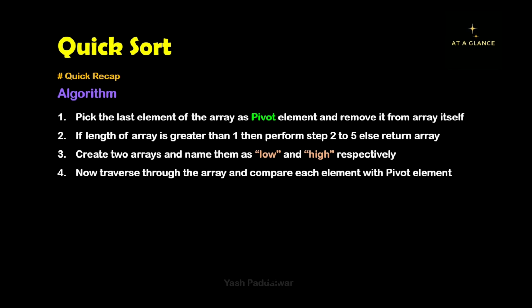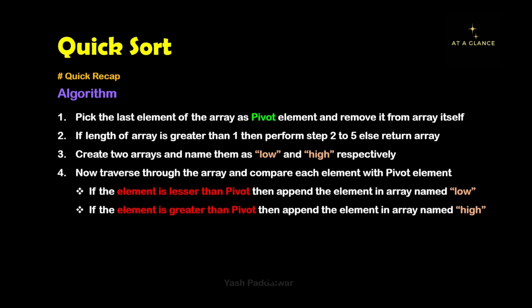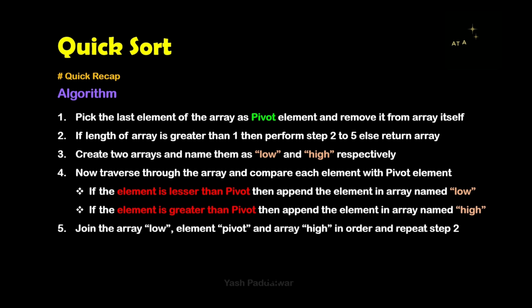Now if the length of the array is greater than 1, then you need to compare the pivot element with each of the element in the original array. Now there are two possibilities. If the element that is at the current position is greater than the pivot element, then you need to append it in the array named low, otherwise you need to append it in the array named high. Now once you do this, you need to join the array named low followed by the pivot element at the center followed by the array named high, and then recursively call the function on the array named low and the array named high. Finally, you will be getting the sorted array.